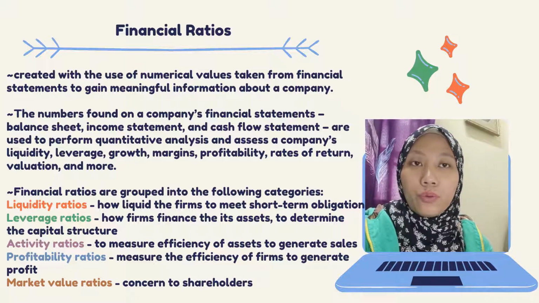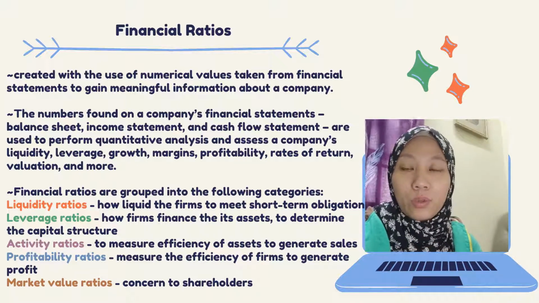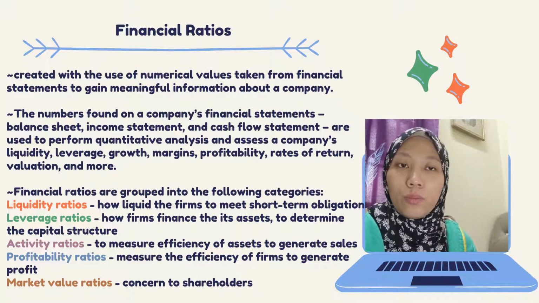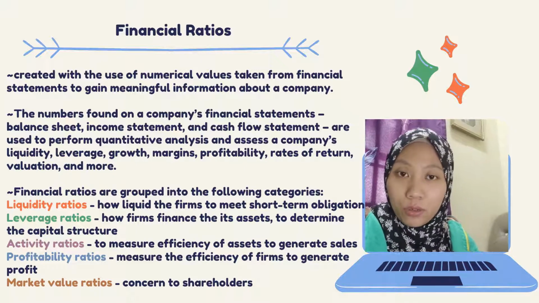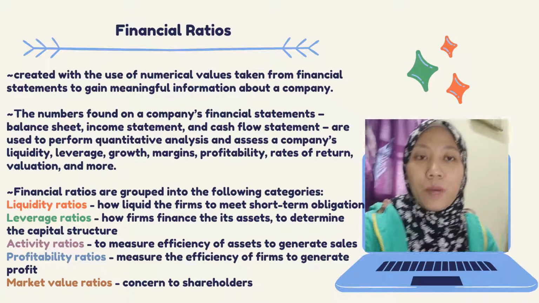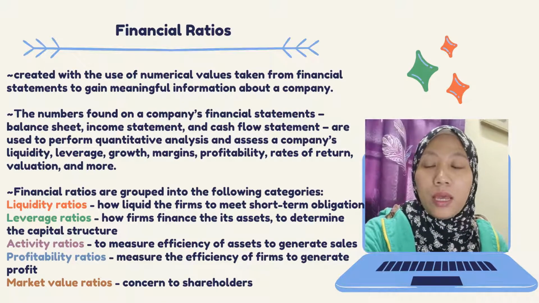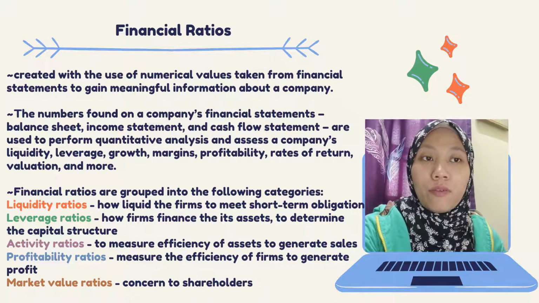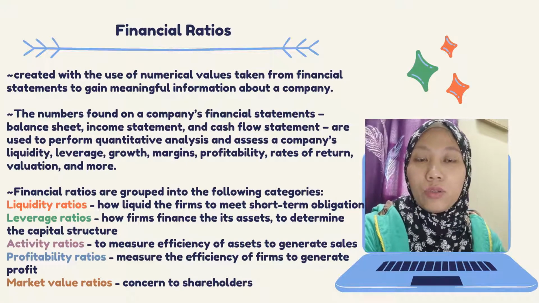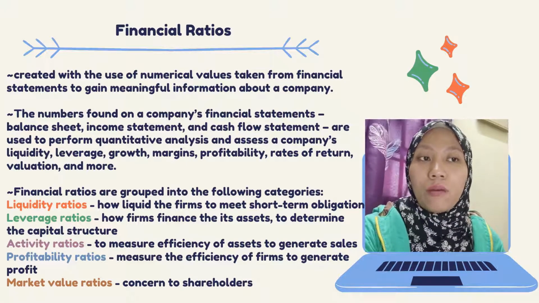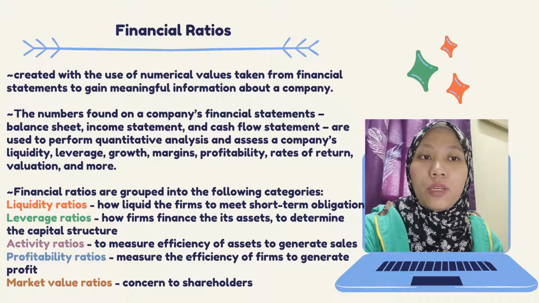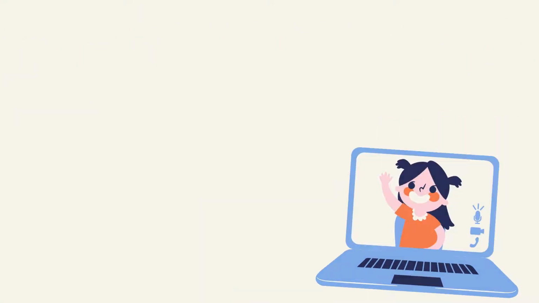Financial ratios are grouped into 5 categories. Liquidity ratios show how liquid the firm is to meet short-term obligations. Leverage ratios show how the firm finances its assets to determine the capital structure. Activity ratios measure the efficiency of assets to generate sales. Profitability ratios measure the efficiency of the firm to generate profits. And the last one is market value ratios, which concern the shareholders.